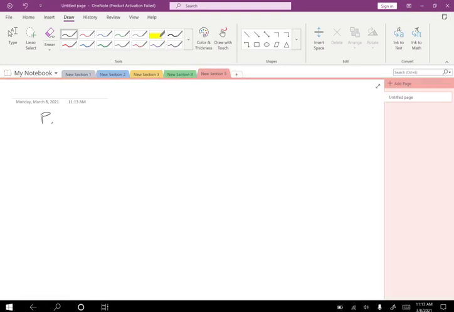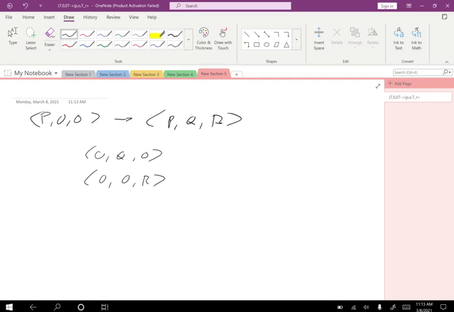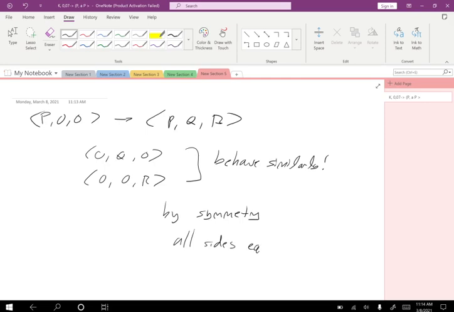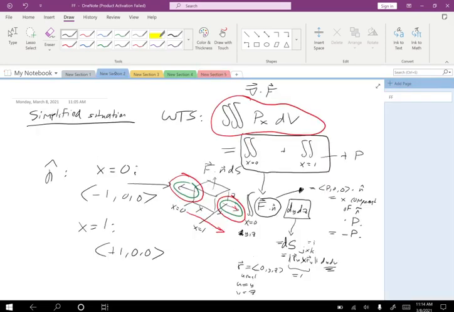So if we're going to generalize from P00 to PQR, let's just note that 0Q0 and 00R should behave similarly, right? By symmetry. All sides are equal. There's no difference between the x side, the y side, and the z side, right? So by the exact same logic that we used here, we should get the exact same result there.